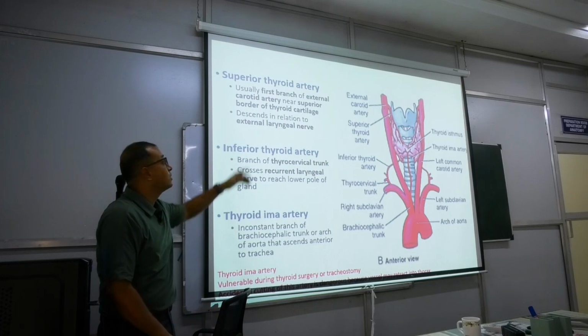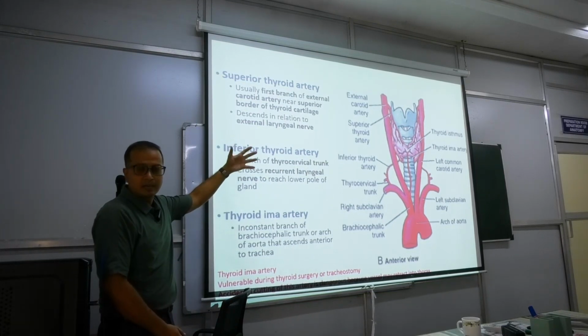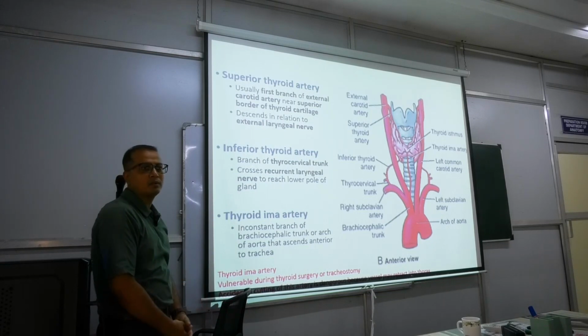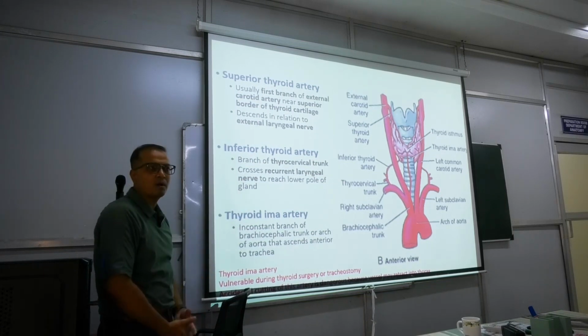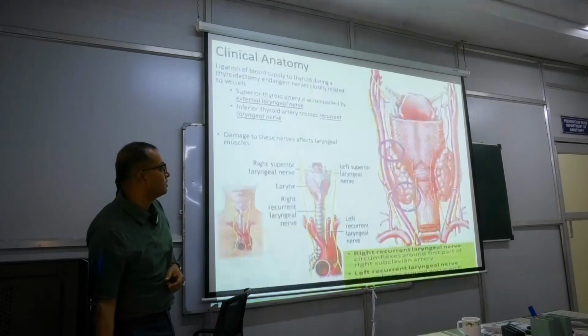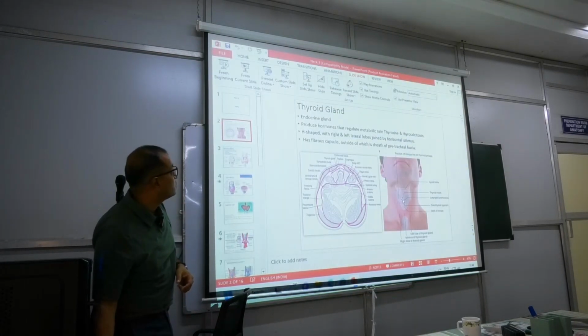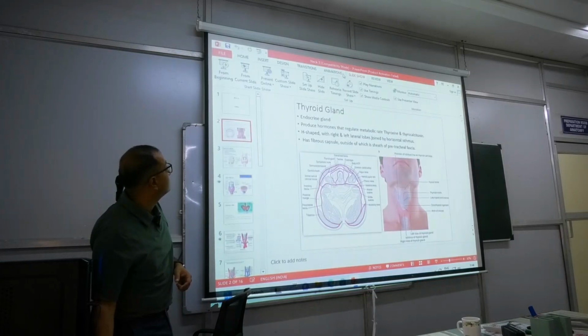So this is one part, the superior thyroid artery, which is supplying the upper part of the thyroid. The next artery, which is supplying the lower part of the thyroid, the inferior part, is the inferior thyroid artery, which is supplying the bottom half of the thyroid gland. This inferior thyroid artery comes from the thyrocervical trunk, which is present in the neck region.